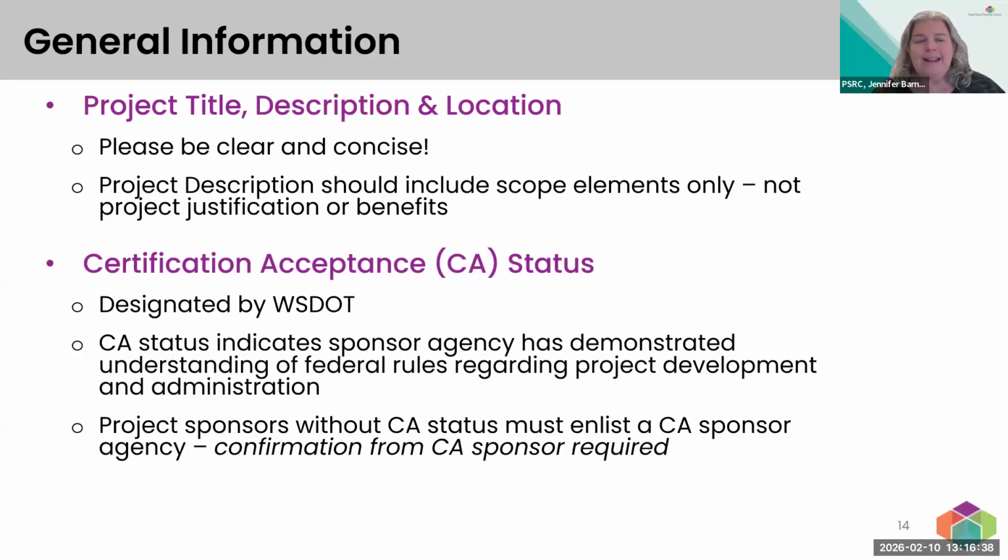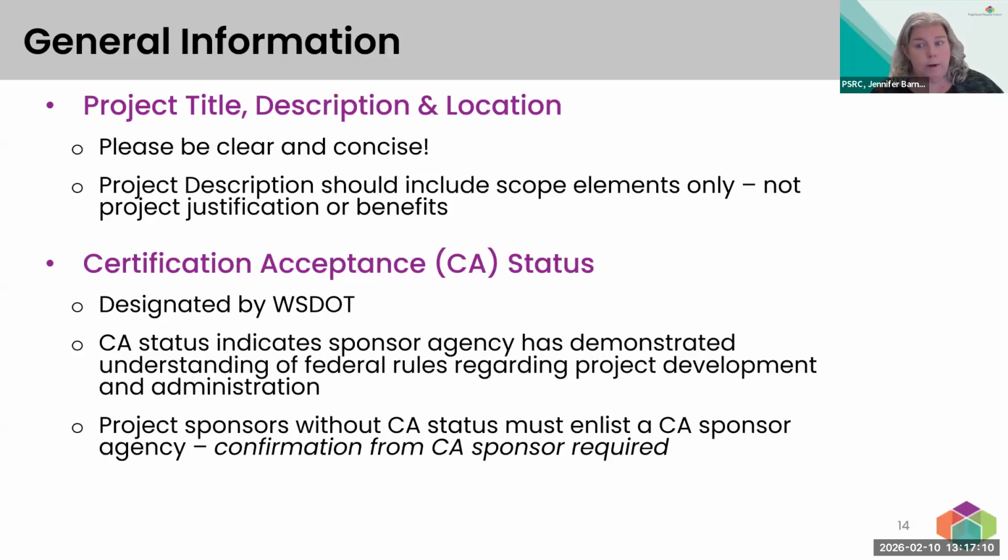There'll be plenty of room for that in the evaluation criteria, but what we want here is this clear description of what the project will actually do. Certification acceptance, or CA status, that's what I was referring to earlier. This is a designation given by WashDOT, and it basically indicates that the agency has demonstrated to WashDOT an understanding of all the federal rules regarding project development and administration for any projects that are federally funded.